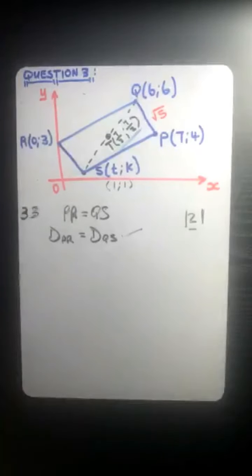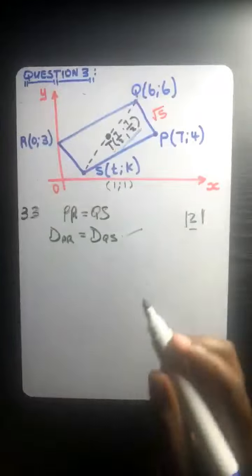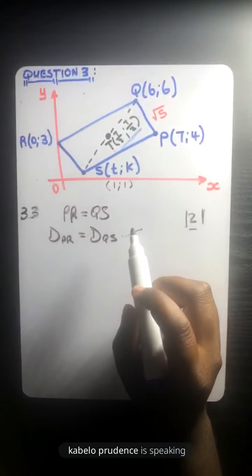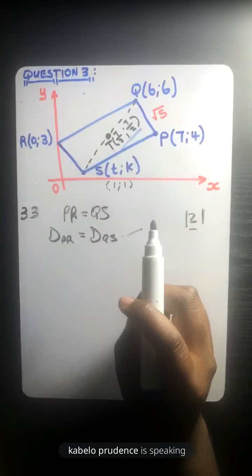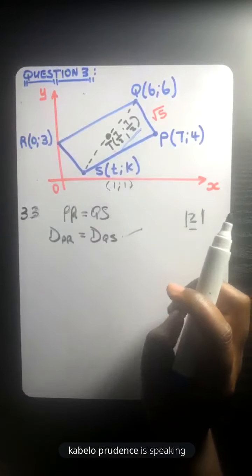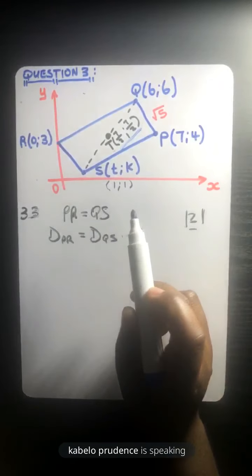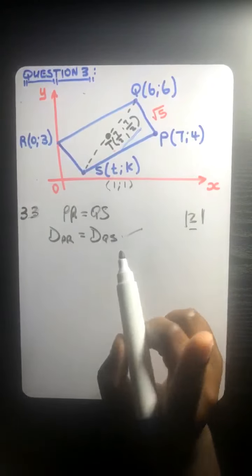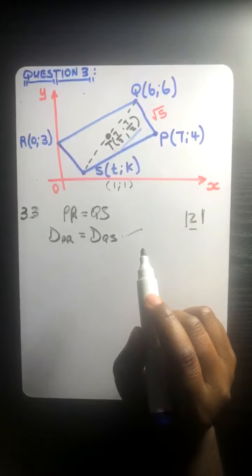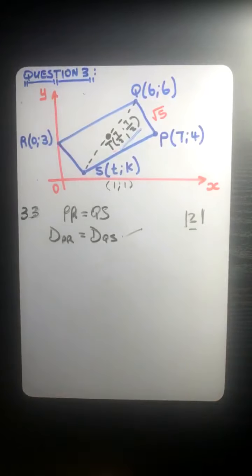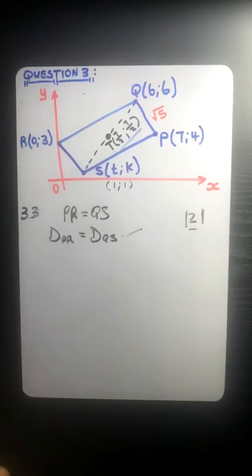It seems like someone wants to give us an answer, but it's fine. I'll just quickly show you how you tackle that one. So you use the distance formula. I think we should first find the distance of PR, then equate it, and also find the distance of QS. Okay, that is what Lerato was saying, and both of you are correct. Maybe let me show you what I was saying, which Lerato ended up disagreeing with me on.